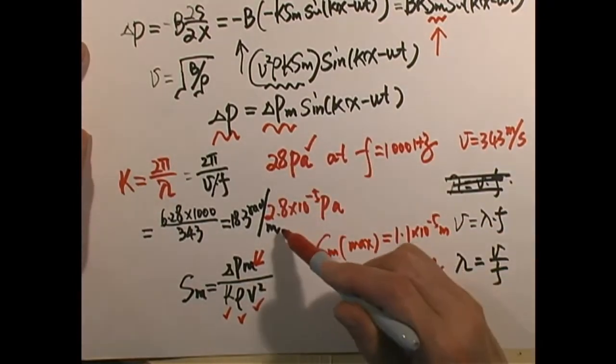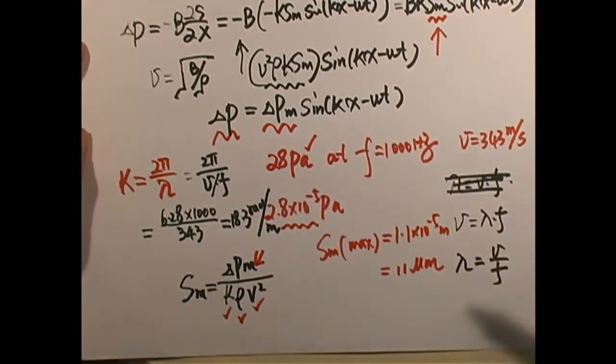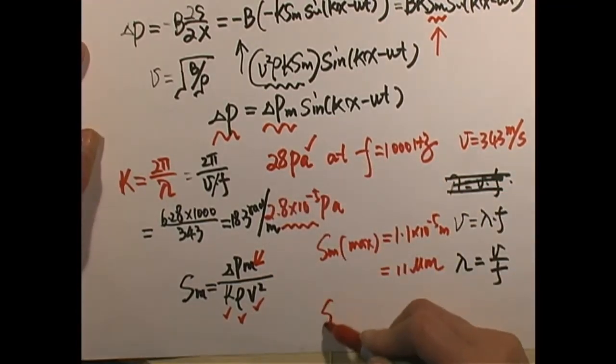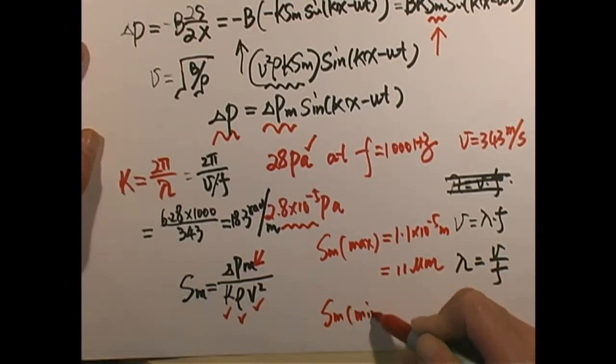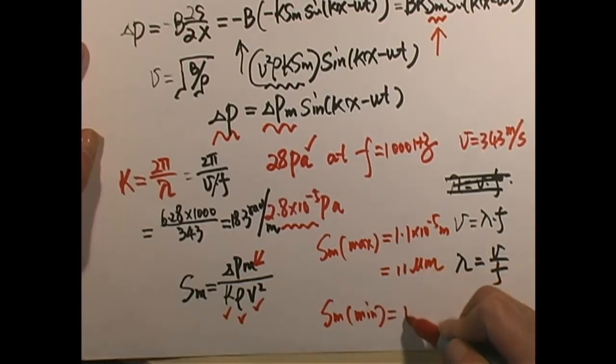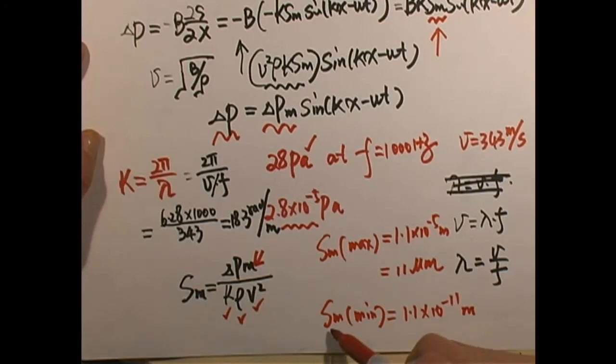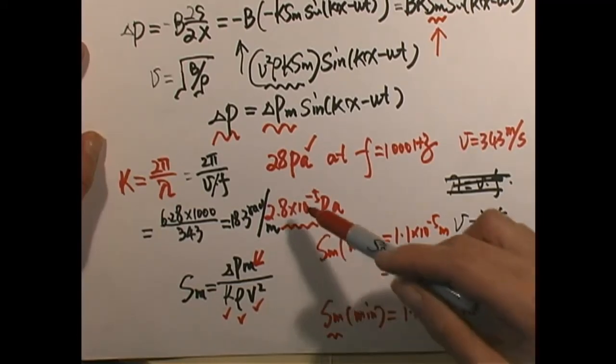So you can imagine for the faintest sound, if we use 2.8 times 10 to the negative 5 Pascal for the pressure amplitude, then s_m for the minimum, the faintest sound situation, will come out much smaller: 1.1 times 10 to the negative 11 meter. This is one tenth of the size of a usual atom. That is very, very small for a displacement. Therefore, it is very hard to measure the displacement of a sound wave. We prefer to measure the change of its pressure.